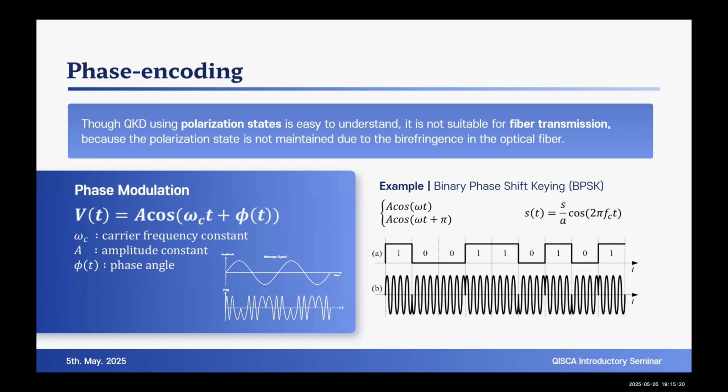Let's briefly look at the concept of phase modulation. You don't need to worry too much about the detailed equation. Instead, just focus on the example on the right. You can think of it simply as the method where we shift the phase by pi, depending on whether the bit is 0 or 1. So bit value 1 might correspond to cosine of omega t, and bit value 0 to cosine of omega t plus pi. That phase shift is how information is encoded.